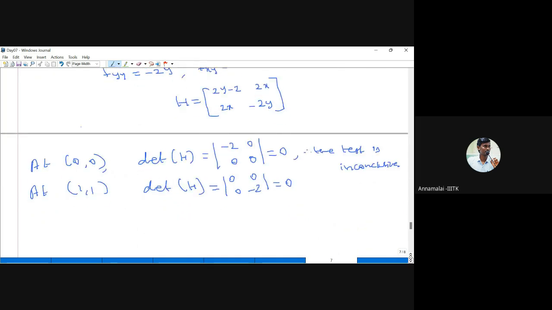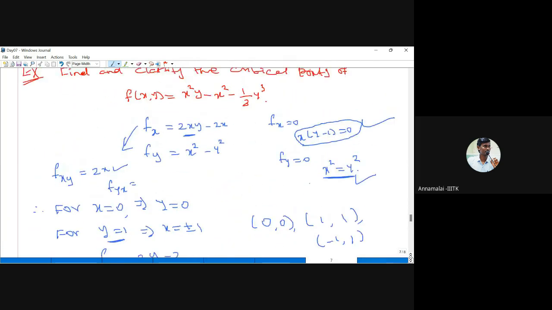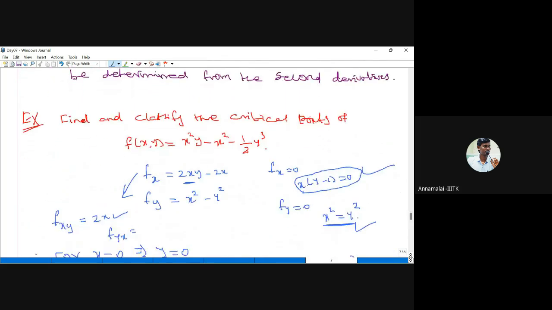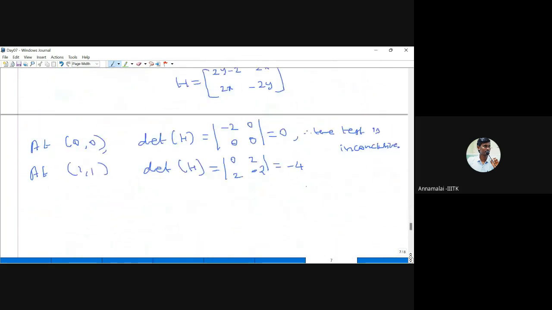The first case is okay. Now the second case, if we substitute y equal to 1, x equal to 1, we get 0 here. This is 2, and this is 2, and this is minus 2. So the determinant is minus 4. Okay, the determinant is negative. From the classification, if the determinant is negative, it is always a saddle point. Therefore, this critical point 1 comma 1 is a saddle point.